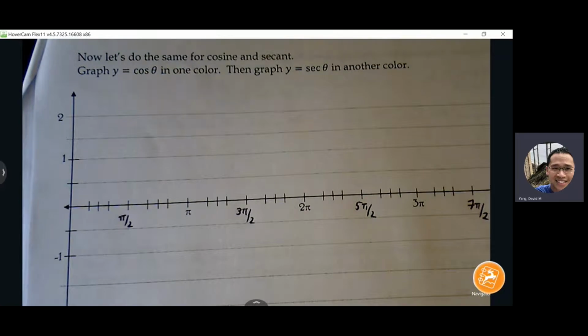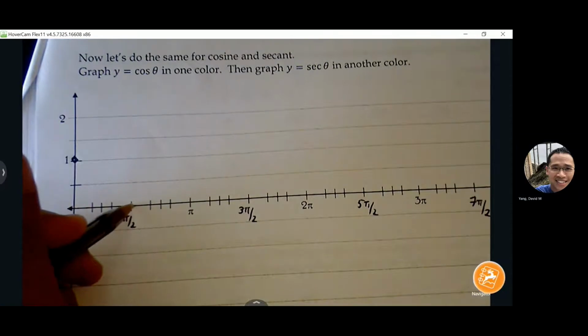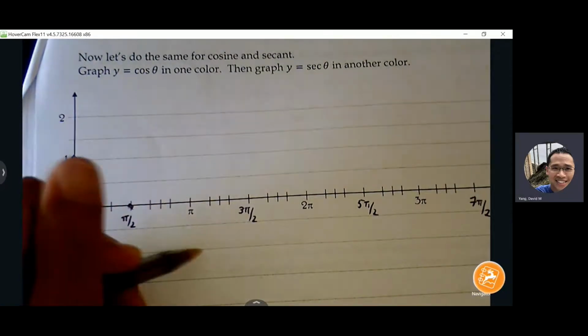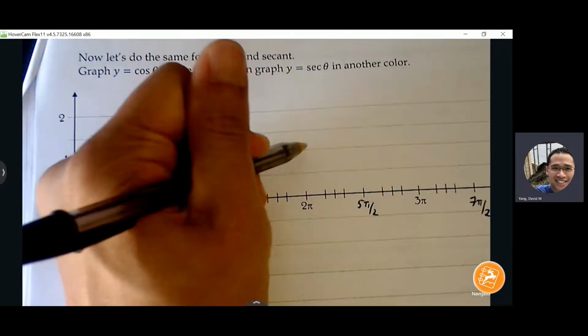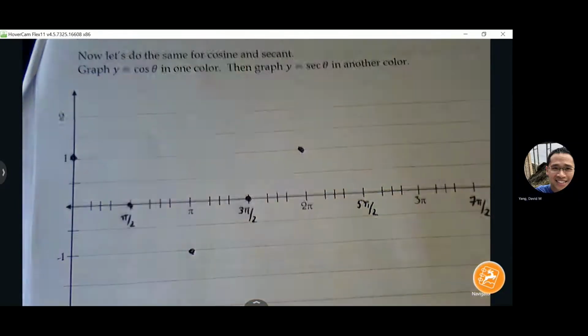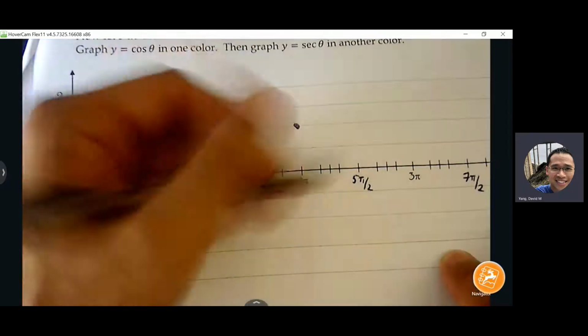Where does the cosine start? 1, then it goes to 0, then -1, 0, and back to the peak. All right, cosine has a cup-shaped graph, so we just keep going. We're going to go to 2 periods worth here.